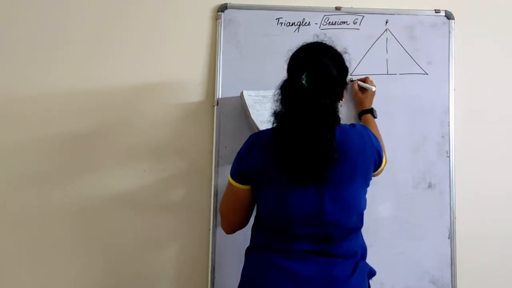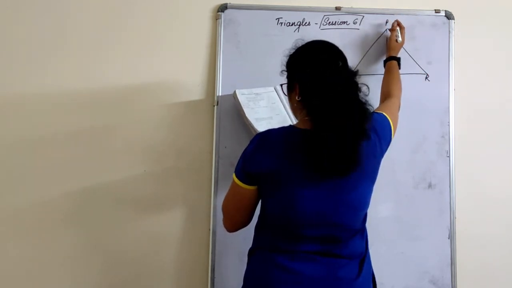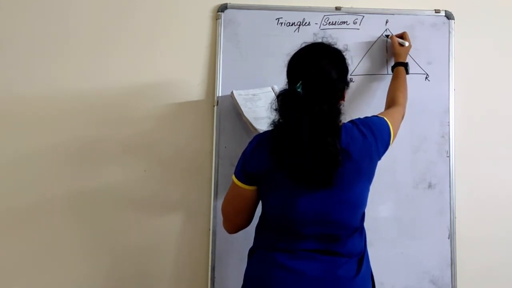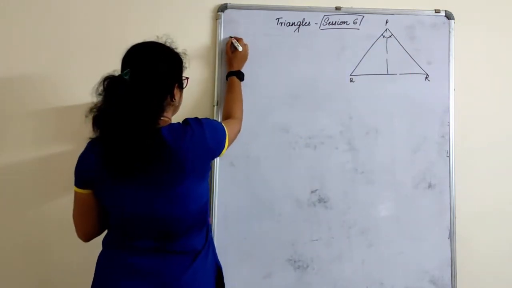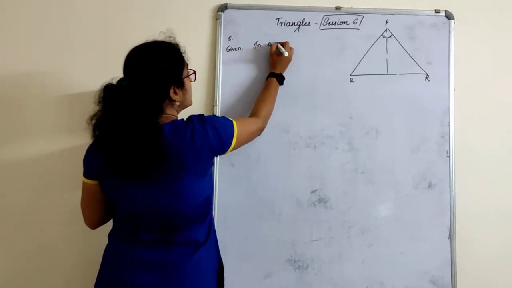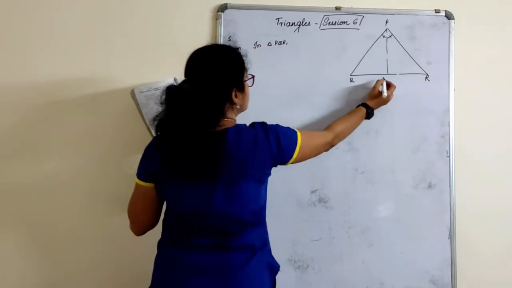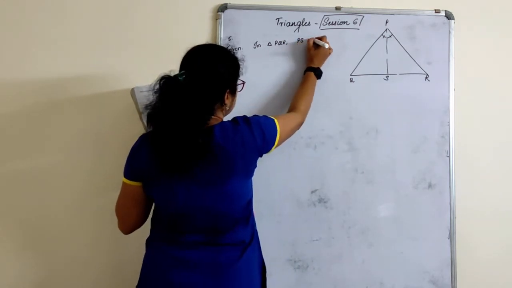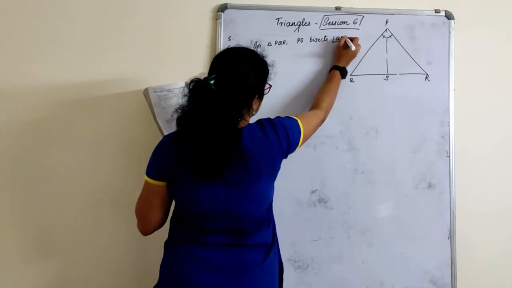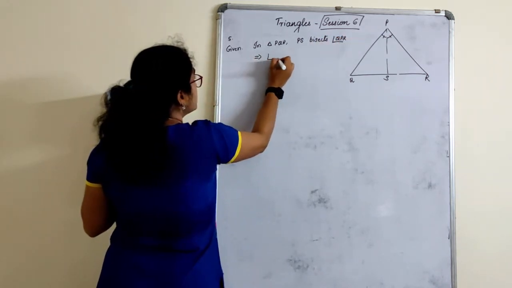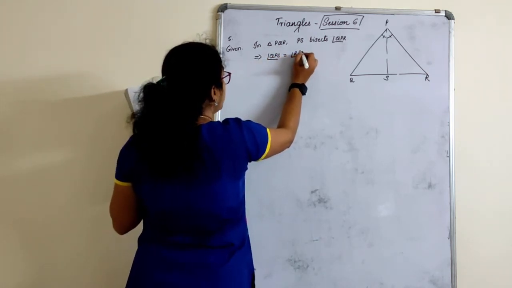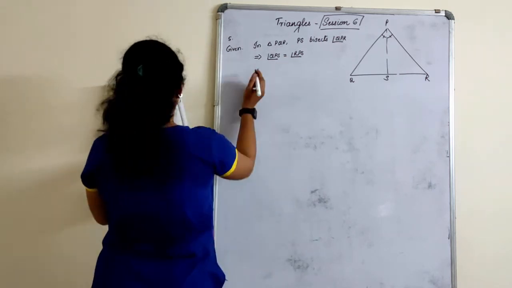So P, Q, R. PS bisects angle QPR. So this is a bisector. Given: in triangle PQR, PS bisects angle QPR. That is, angle QPS is equal to angle RPS. These two are equal.